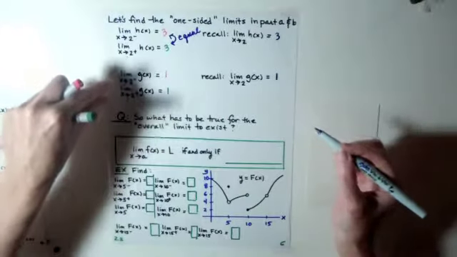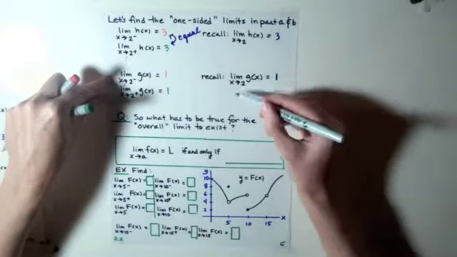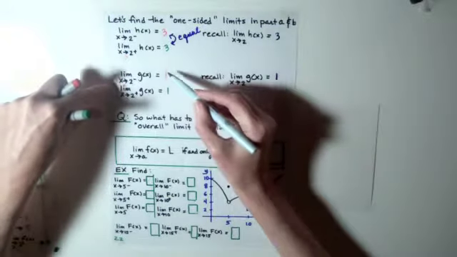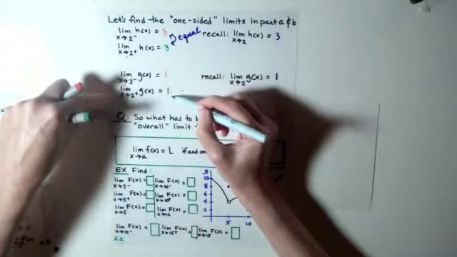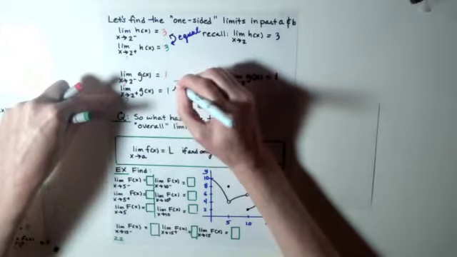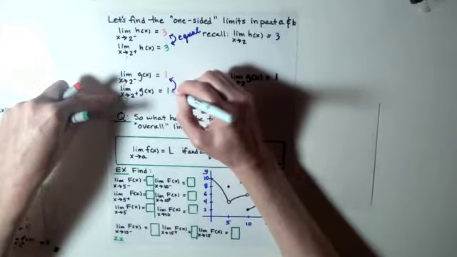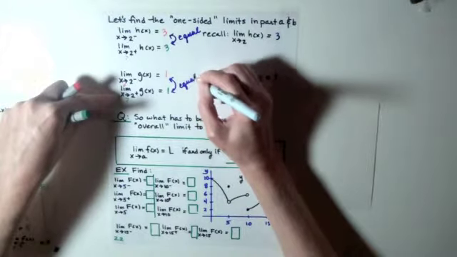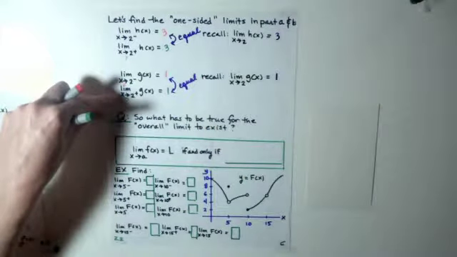The same thing was true for g of x. The overall limit existed and was equal to 1. The limit from the left was 1, and the limit from the right was 1. These two things agreed with each other. The limit from the left was equal to the limit from the right.